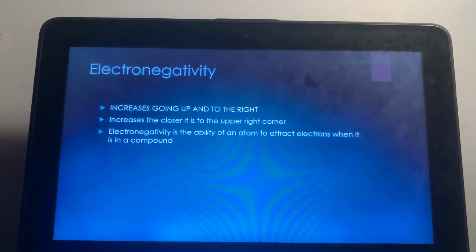Next one, electronegativity. This increases going up and to the right. So the closer it is to the upper right corner, the higher the electronegativity will be. This is the ability of an atom to attract electrons when it's in a compound. So if it has a higher electronegativity, it's going to be attracted more to other elements, which will increase its bond rate.